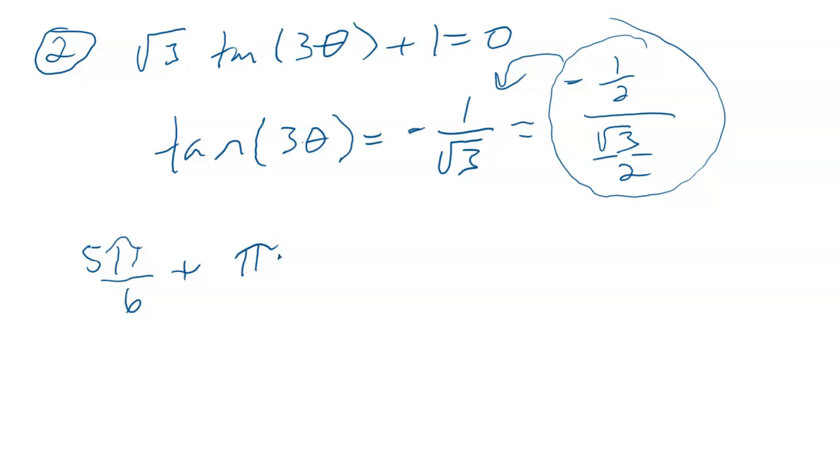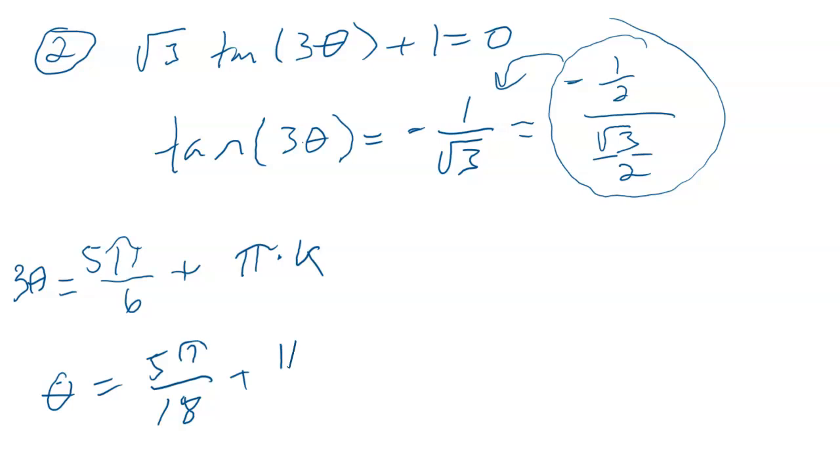So anyways, this is our solution, but this is for 3 theta. 3 theta is equal to that. So just solve for theta, and we'll say theta is equal to 5 pi over 18 plus pi over 3 times k. Let me double check our answer, and we're looking good. Just kind of racing through this. All right, so man, a minute a problem, that'd be amazing, but that's not going to happen.